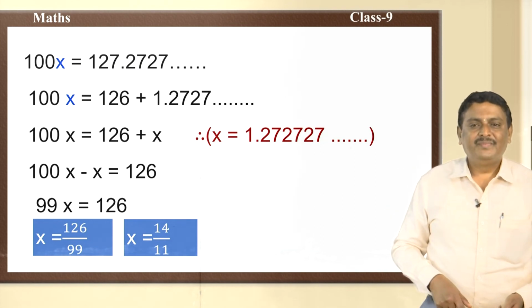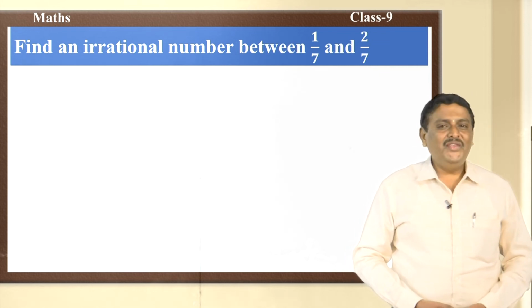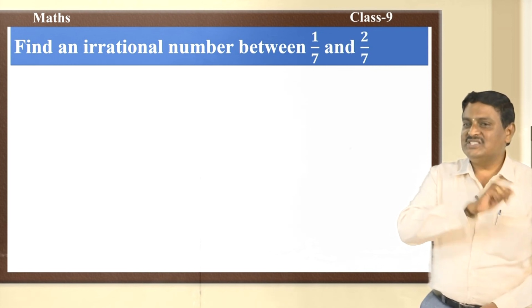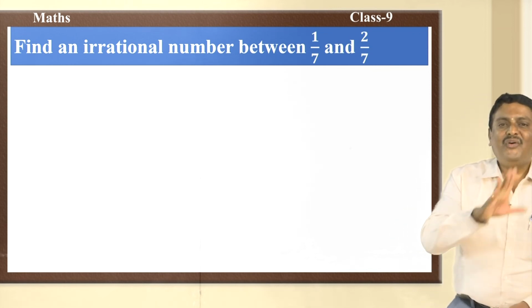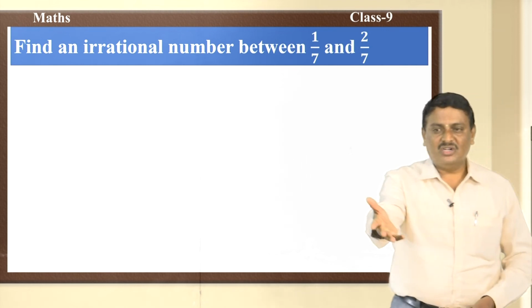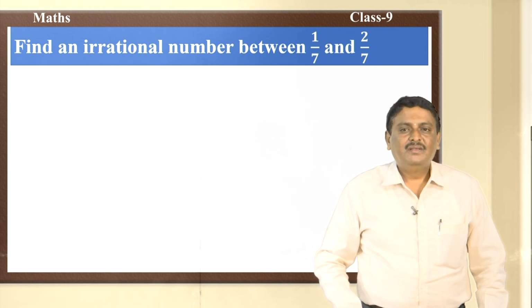Very good. Okay. Now, find the irrational numbers. We already found the rational numbers between the given two numbers. Now, it is a challenge for you. Find the rational numbers between 1 by 7 and 2 by 7. Its time starts now. You can start now. You can start to solve the problem.